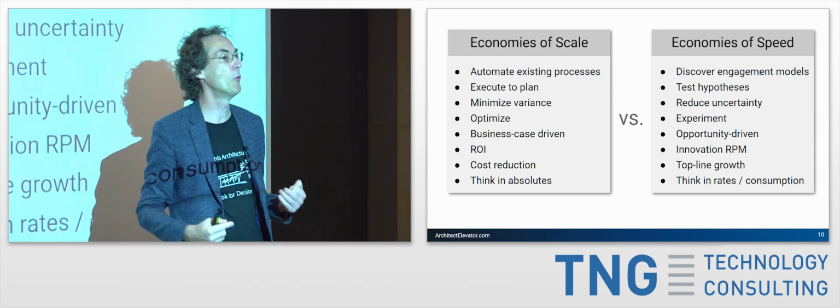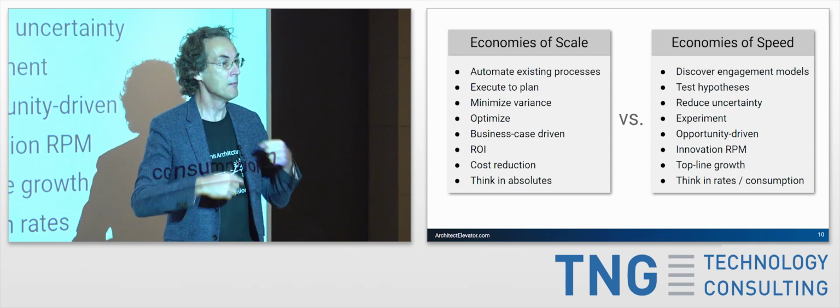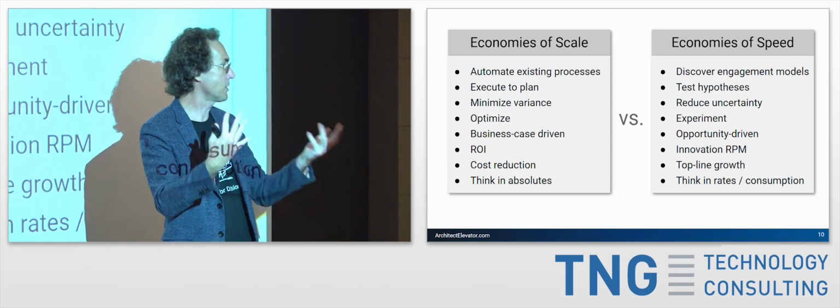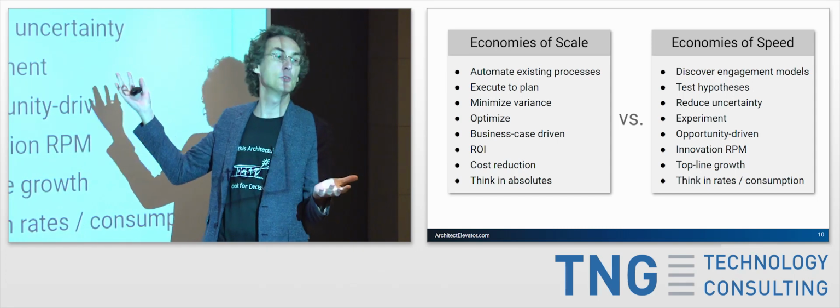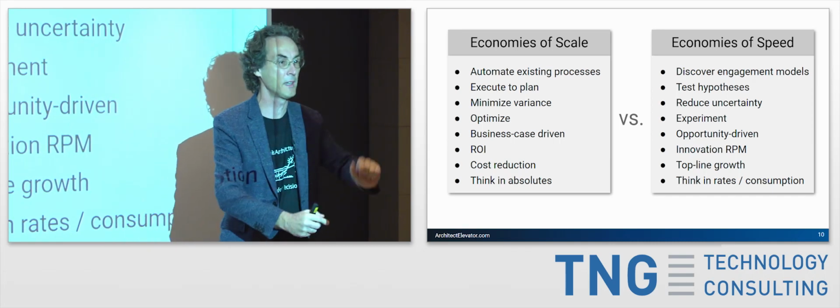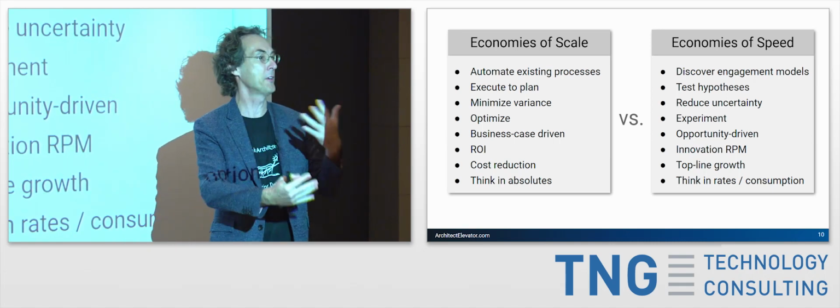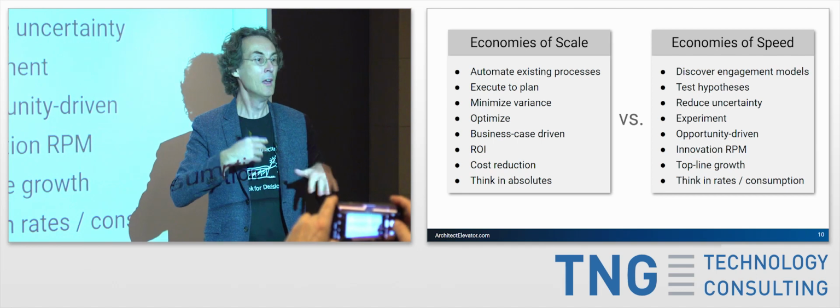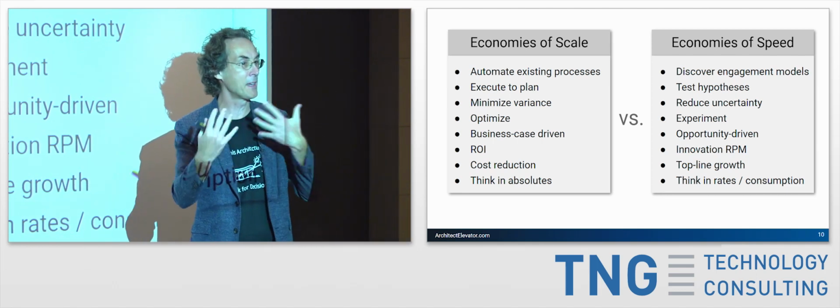On the left-hand side, you know what you're going to do. You can make a nice plan. Variance is unwelcome. You're optimizing, right? On the right-hand side, you're doing exactly the opposite. You're experimenting. You actually want disturbance. You want variance. You're testing hypotheses, right? Failing is fine because it's learning, etc.